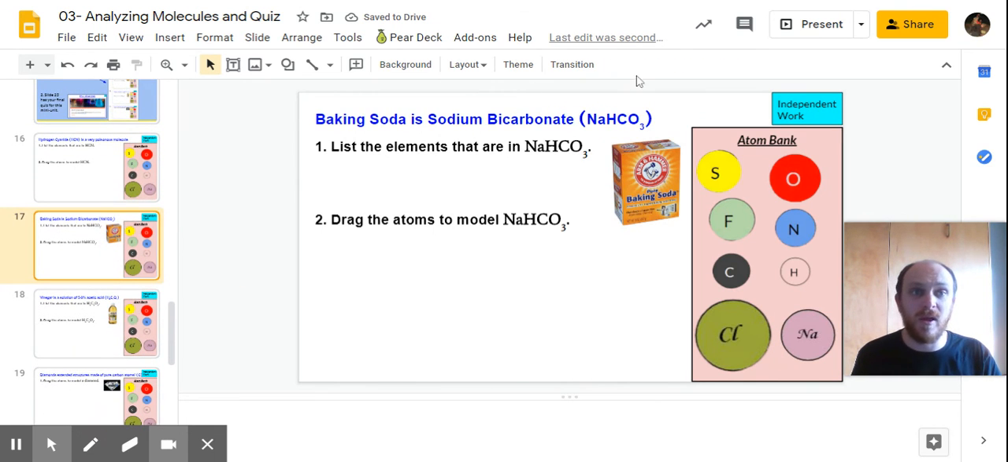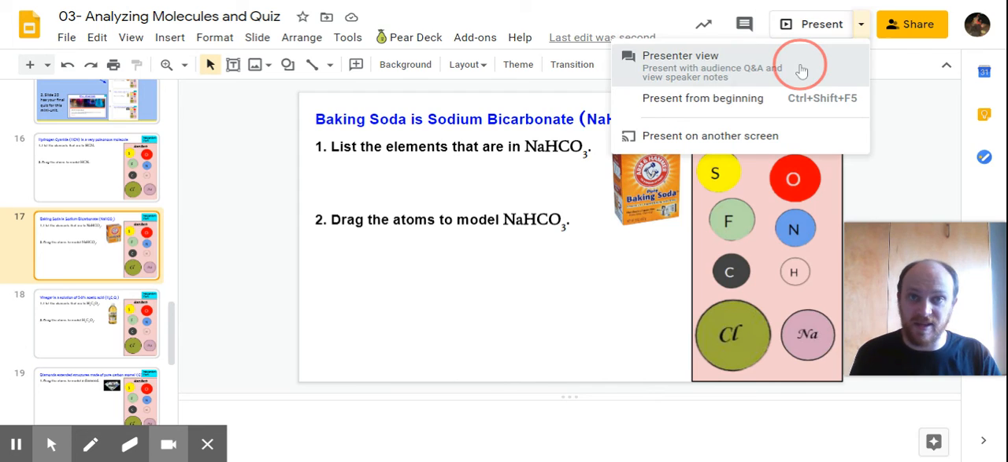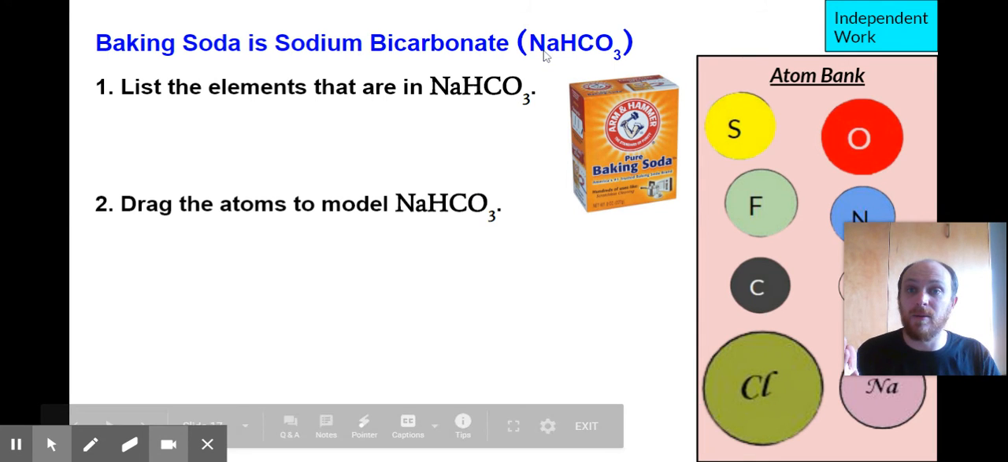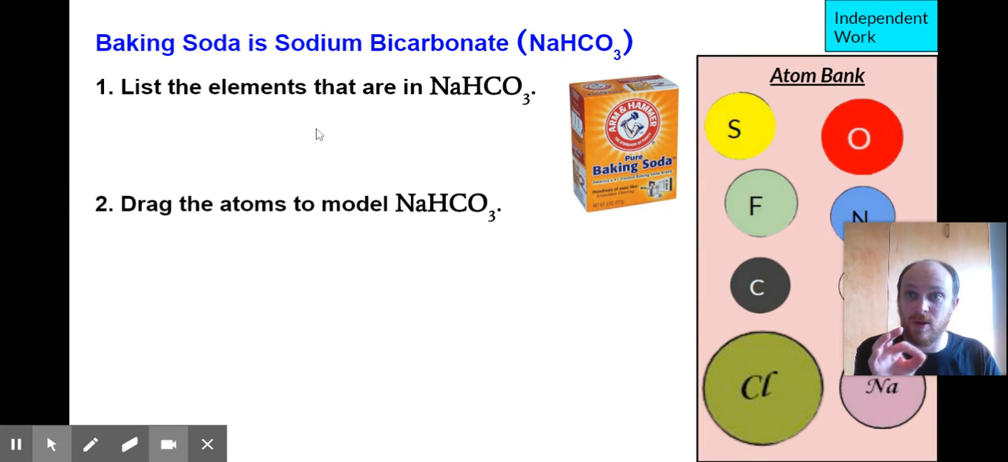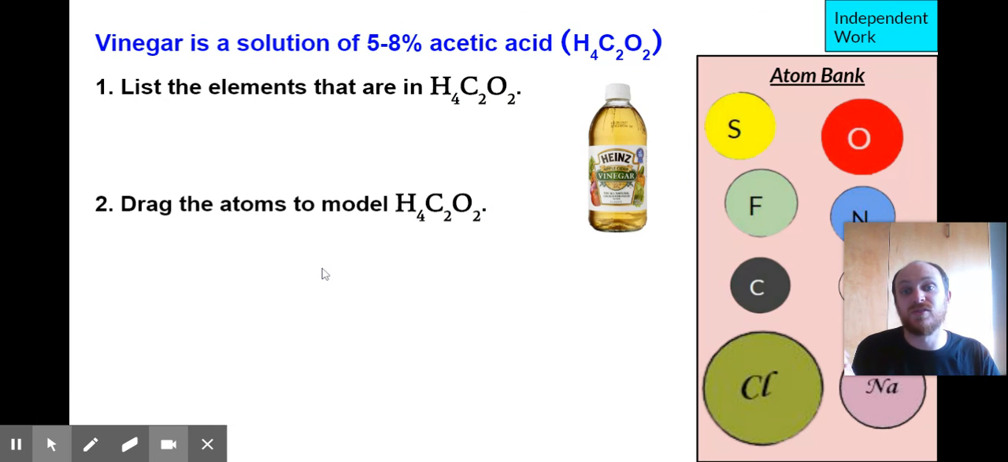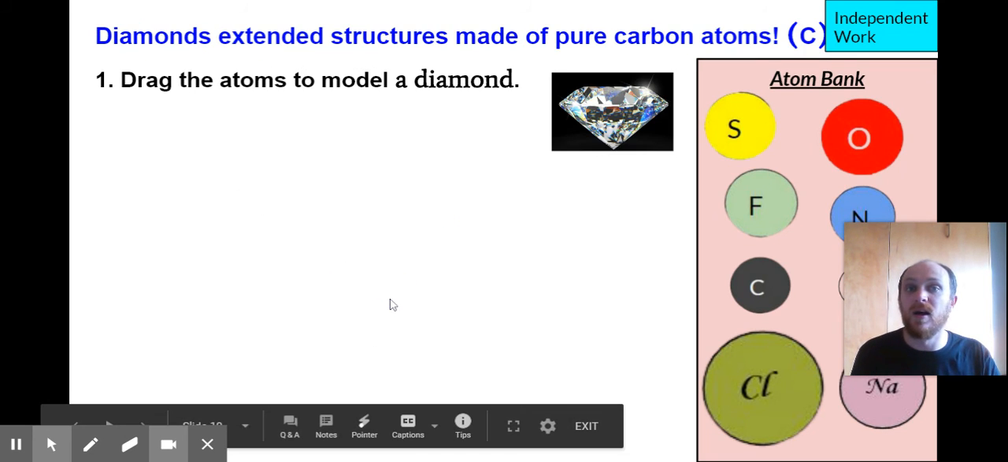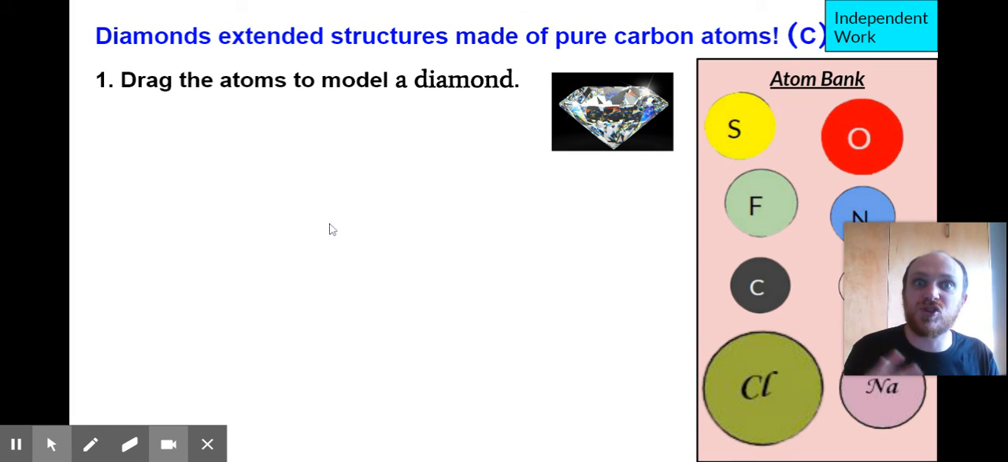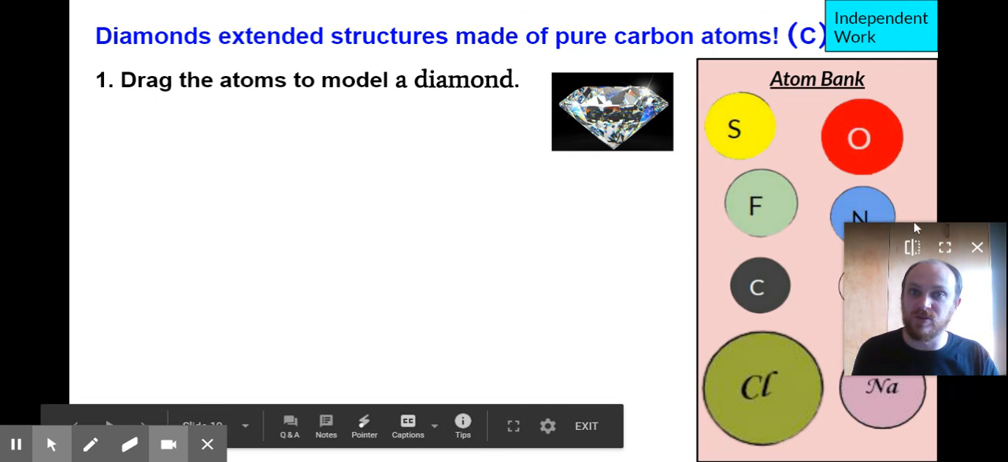So here is baking soda. Let me wait for it to load again. Sodium bicarbonate is the name of the molecule. List the elements. Drag the atoms over here to model it. Vinegar is a solution of acetic acid. What are the elements? Drag them over here. And one more, just because I wanted to be rude. Diamonds. Diamonds are extended structures. One diamond is basically one big molecule of pure carbon. So what atoms do you need?